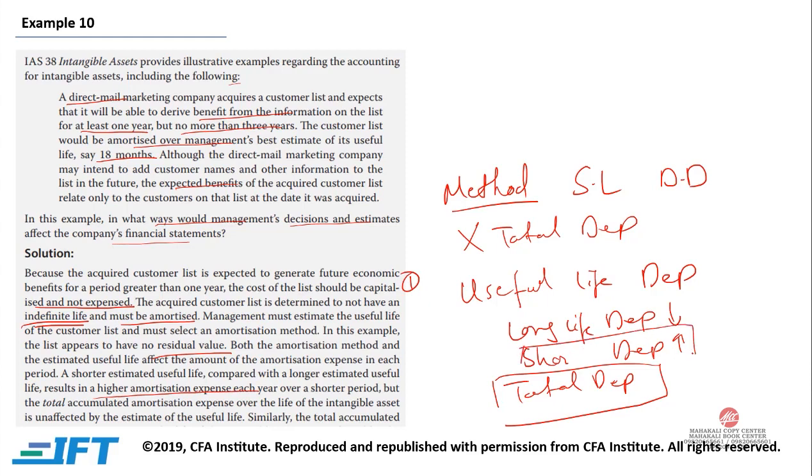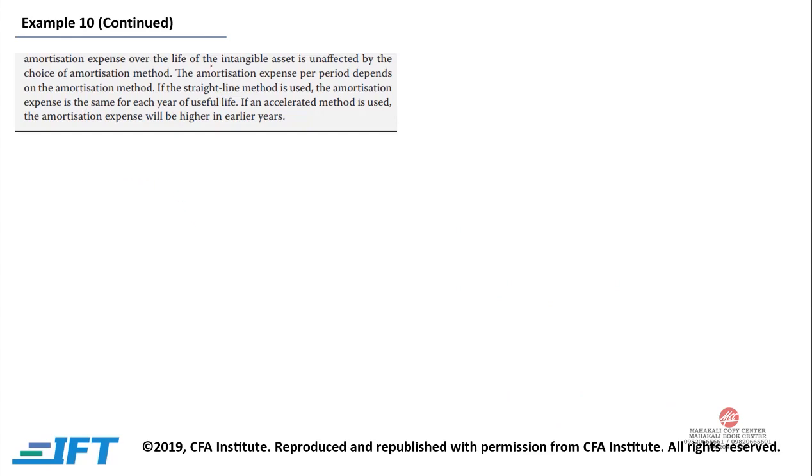But the total accumulated amortization expense, now amortization and depreciation we are using interchangeably, over the life of the intangible asset is unaffected by the estimate of useful life. So whether we take useful life as long or short, the total accumulated amortization will not change. Similarly, the total accumulated amortization expense over the life of the intangible asset is unaffected by the choice of method used. Either you use straight line or double declining, the total accumulated amortization will not change.